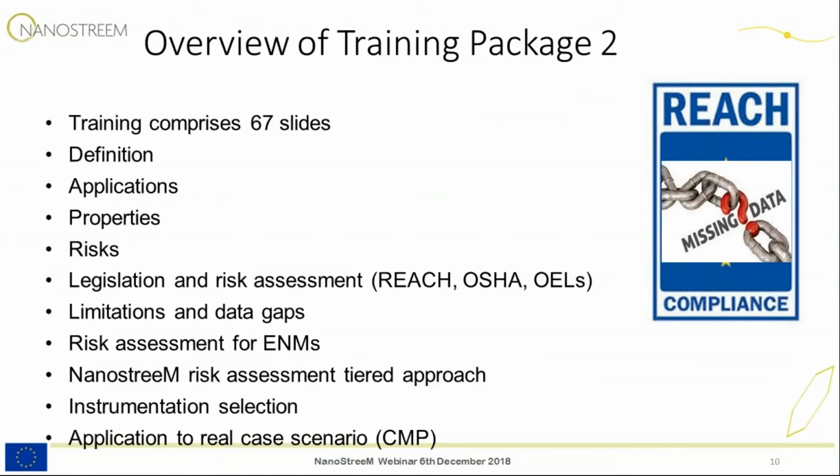So the training package is again in PowerPoint format, and it comprises 67 slides. And it covers the following topics. It gives general definition, application, properties, and risks associated to nanomaterials. And then it gives an overview on the legislation and risk assessment with its gaps and limitations. And then it presents the NanoStream risk assessment approach. And then it applies this approach to CMP.